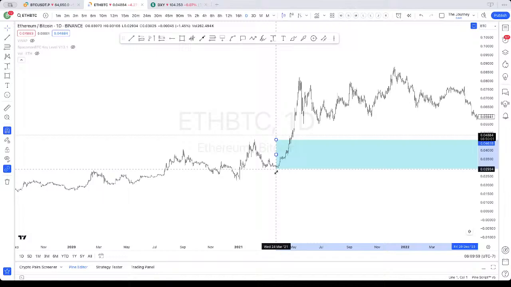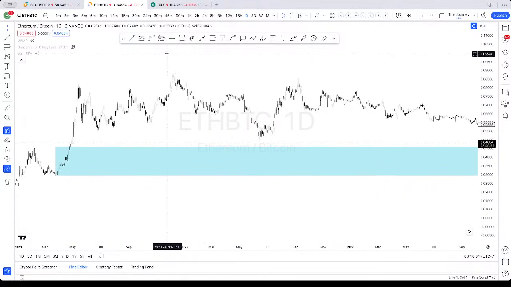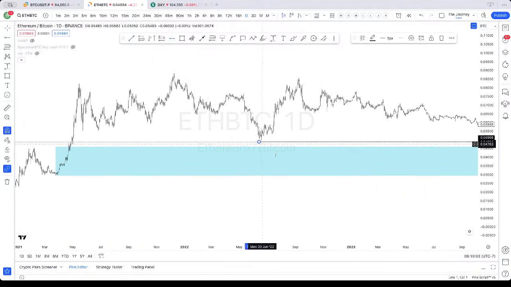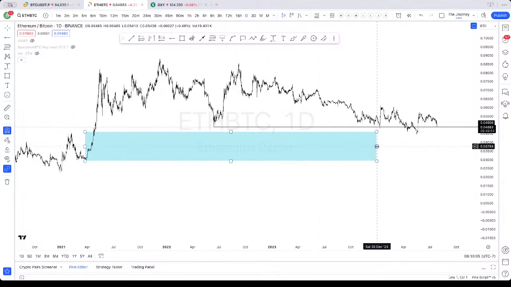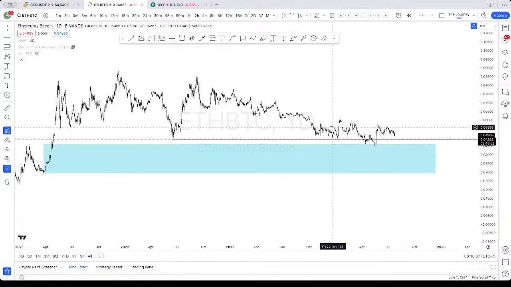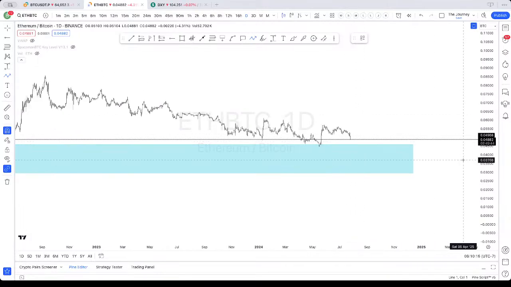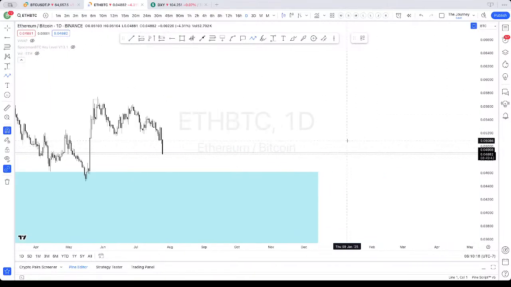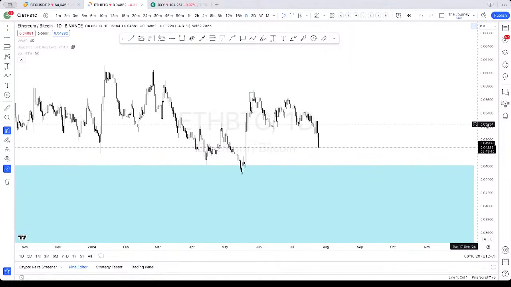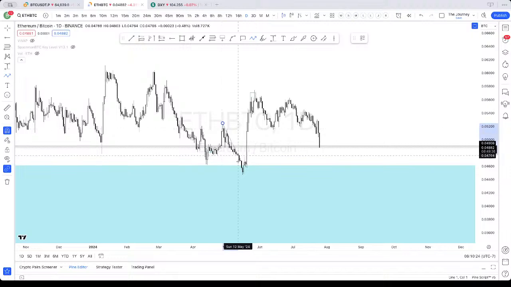All right, so we got our demand range down there. We have our low right here, and we have interacted with both, and we changed daily market structure off of it. Where's my little path tool? Change daily market structure right here after sweeping low and interacting with demand. Cool, so we get the break.